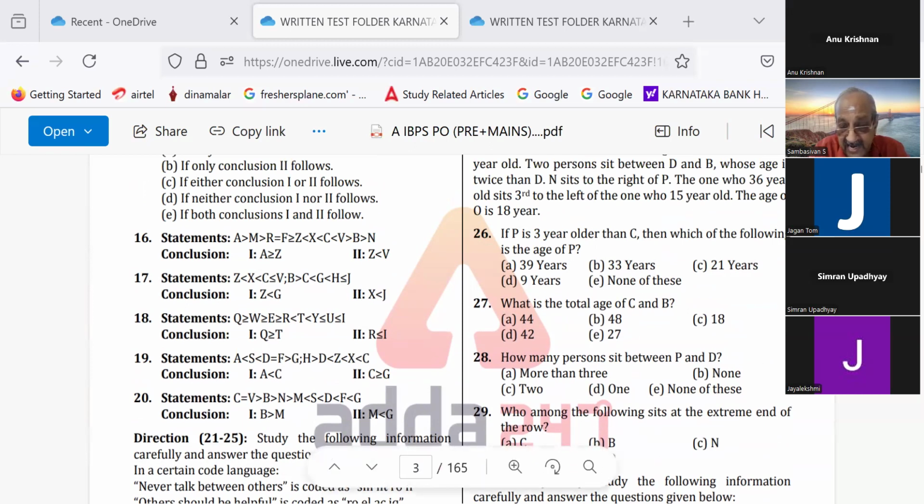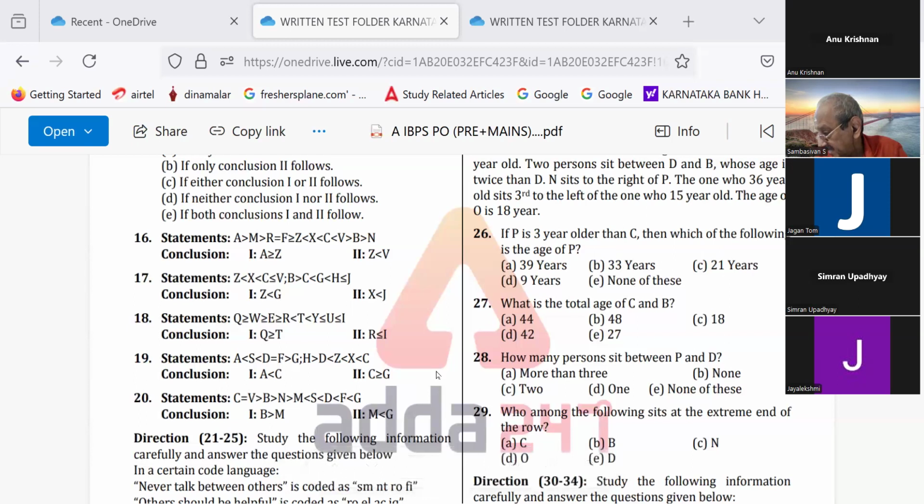Anu Krishnan has raised a hand. Yeah, so I didn't get the 19th one. The 19th one, you are not able to get. The answer given is A. A is greater than C. A is greater than C, whereas that only is correct. How is it coming?